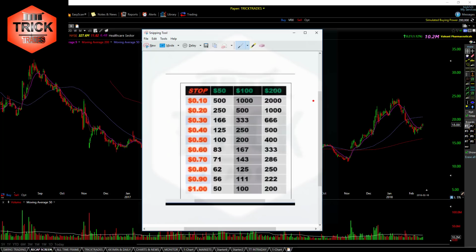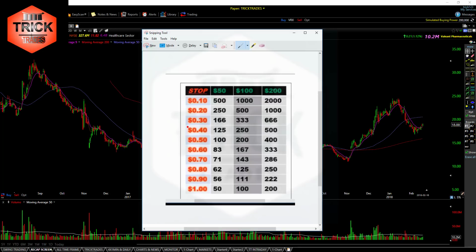You'll notice time and time again that you're just going to stop yourself out, and then the stock's going to rip or dip, depending on the position you're taking, the side you're taking, right? So 10 cents, if you're risking 10 cents, your stop is 10 cents, and you want to risk $50. That's what you're comfortable with risking. You can take 500 shares, okay? So if you want to risk 100, you can take 1,000 shares. 200, 2,000 shares.